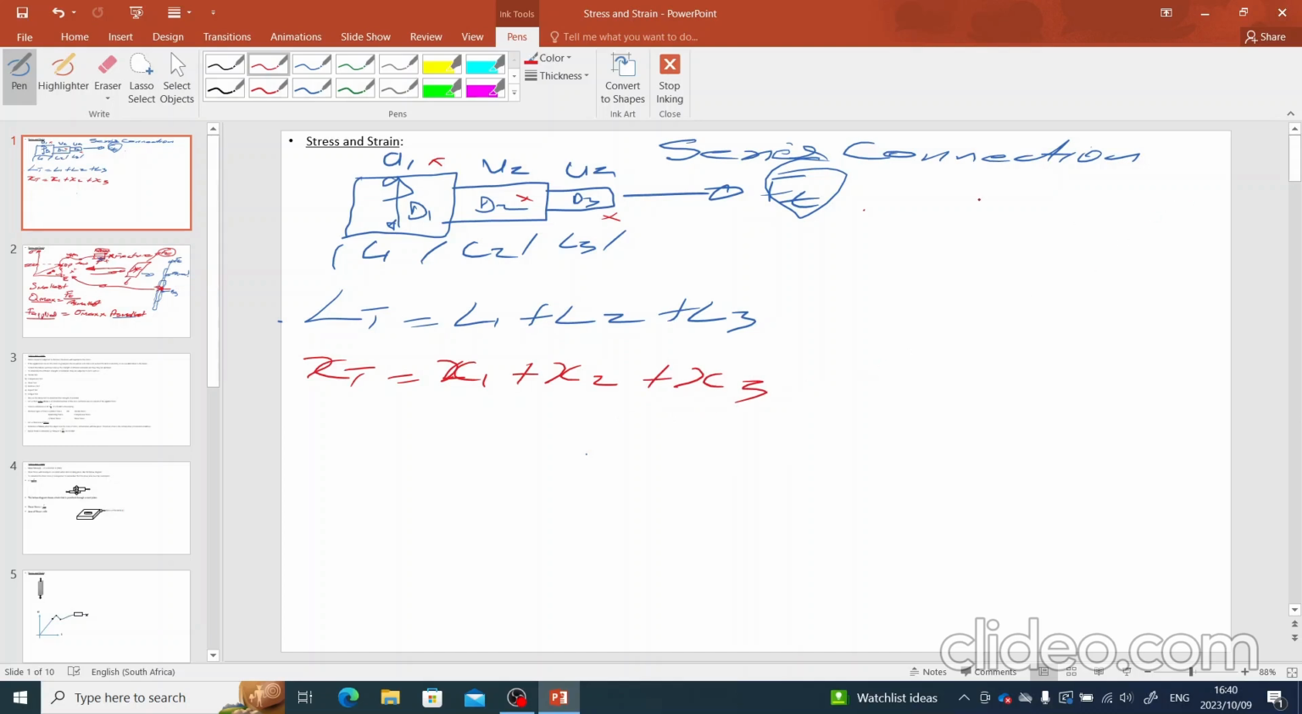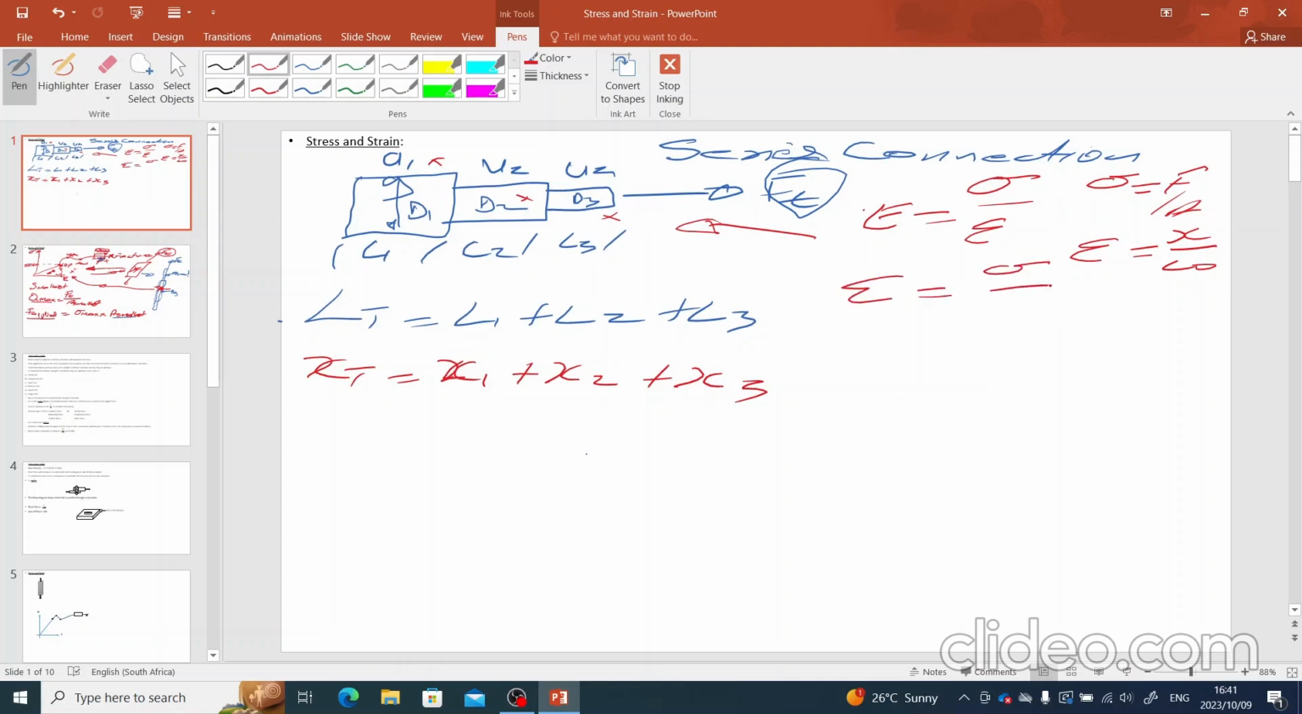But we said the formula for calculating the change in length when you are given the compounded material like this under the series connection, we will be using the Young modulus formula. Young modulus equals stress over strain. What is stress? It is force over area. What is strain? It is change in length over L original. That's what we said. Then from here, we have strain equals stress over Young modulus, and stress is force over area, over Young modulus.